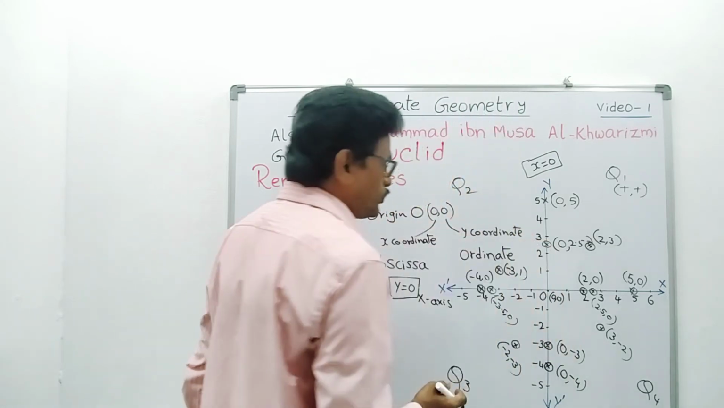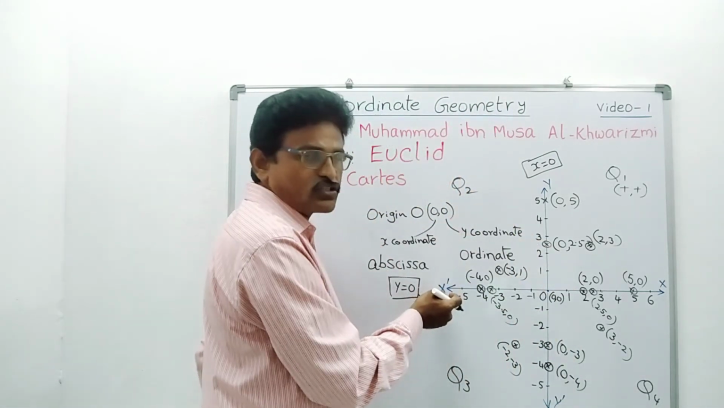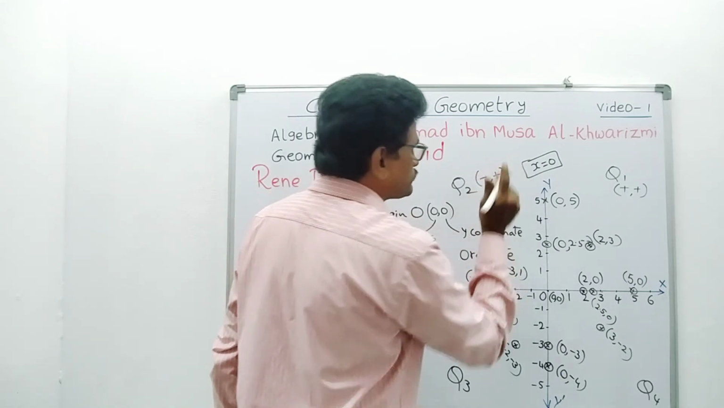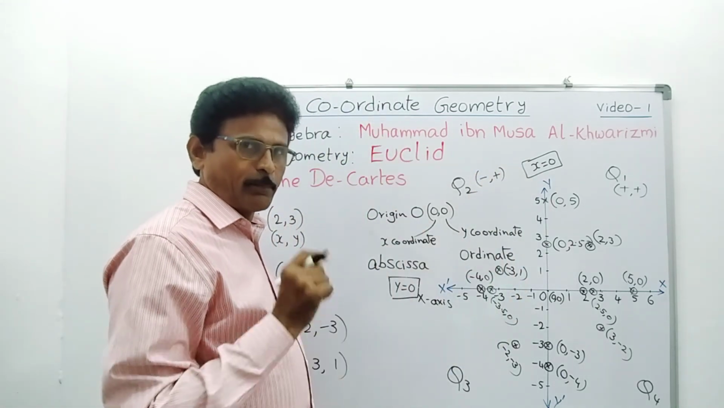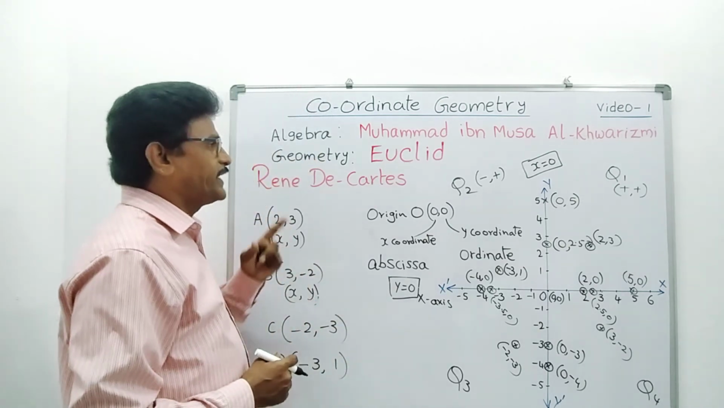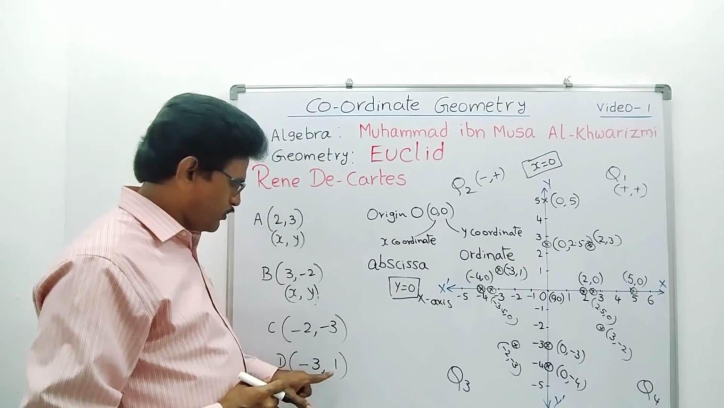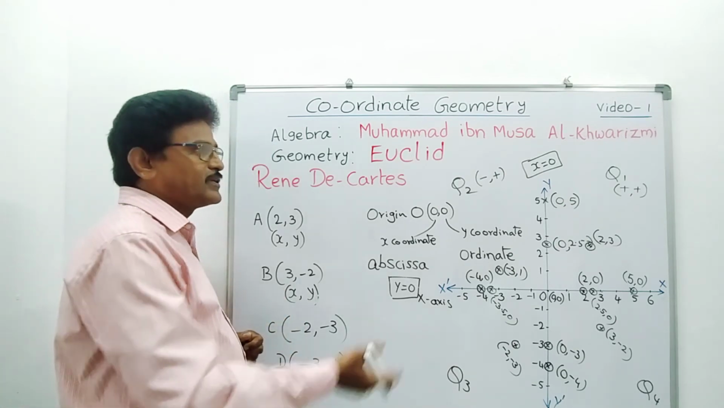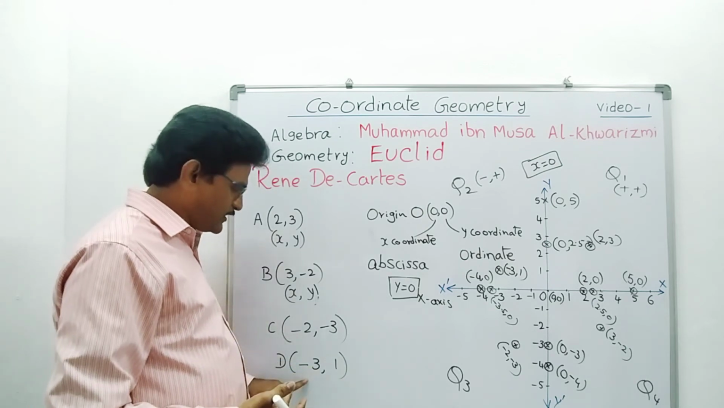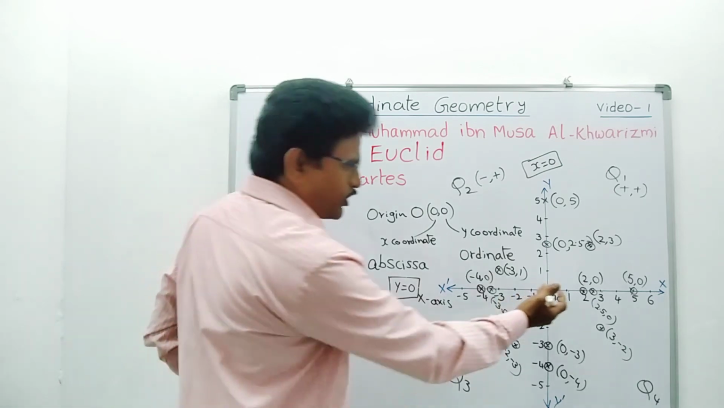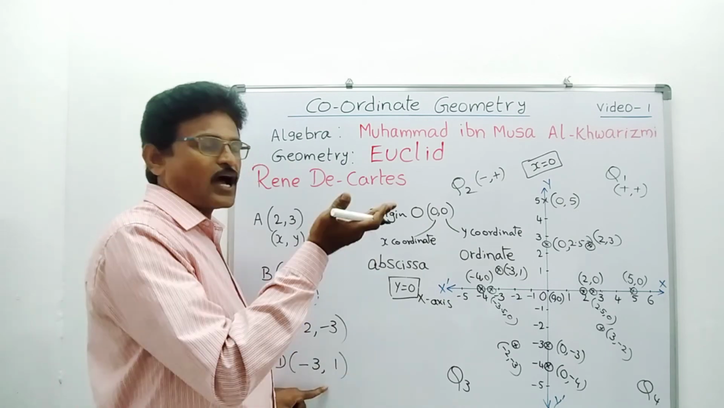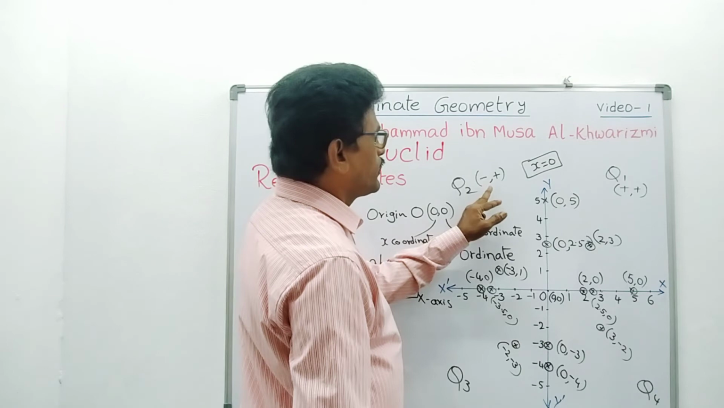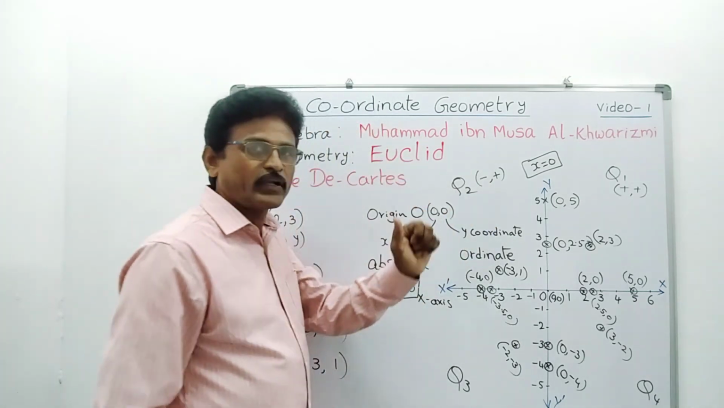Now what about Q2? You observe here, x value is negative but y value is positive. So if minus and plus, see here, x is negative and y is positive, where will this point lie? In the second quadrant. How to find that? First x is negative means you have to move left side, y positive means upside. If you move left and upside, that is quadrant 2. So negative and positive, that is quadrant 2.